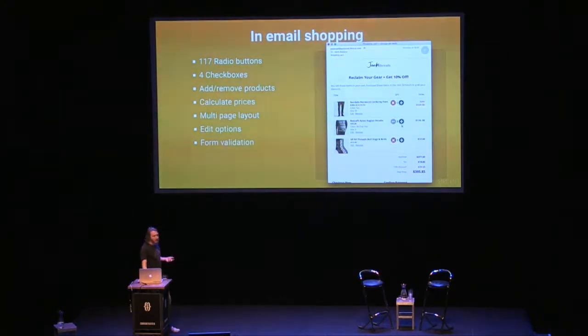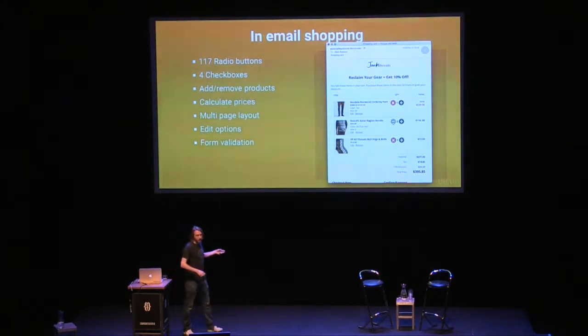Also, we can calculate the prices. So as I click through here, I'm changing the price in the line total, but also the subtotal, the tax, the discount, and the total price at the bottom. You can see all changing at the same time. So this is here the plus and the minus. I'm just jumping through radio buttons.